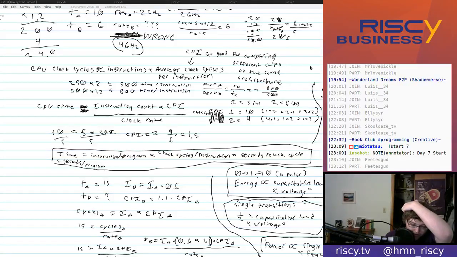So computer A took 10 billion instructions, whereas computer B took 8 billion. So if we think about the actual execution time, computer A is going to be 10 billion times 1. So I'm just going to say 10. So 10 divided by 4, so 2.5. Okay. And now we're going to say 8 times 1.1 for computer B, and that gets divided again by 4. So that gives us 2.2.